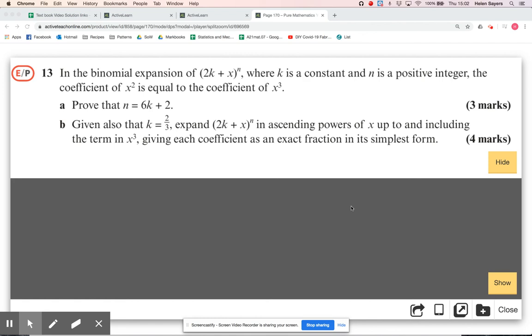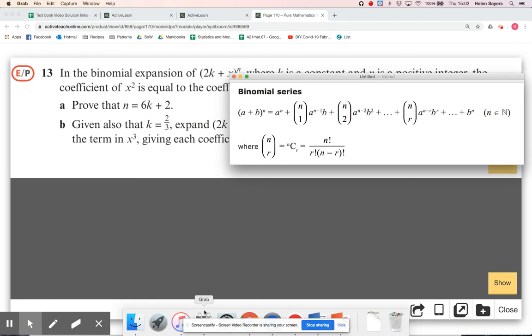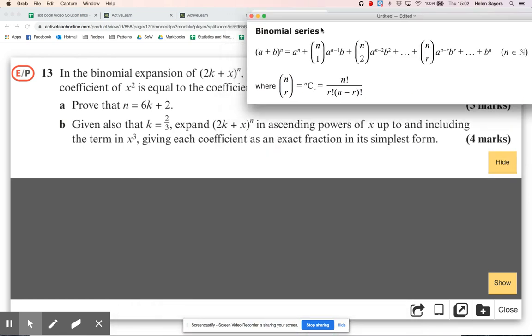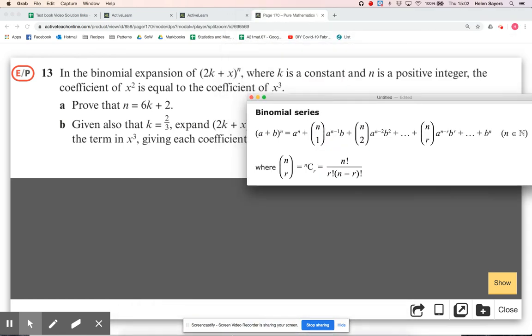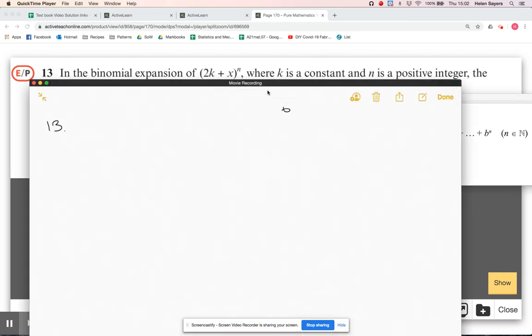Okay, we're looking at mixed exercise 8 from the first year core textbook. So we're on question 13. Again, this was quite a bit different to the previous ones because now we don't know the power. And that does, I think, tend to be a little bit trickier. So we get the formula sheet up.